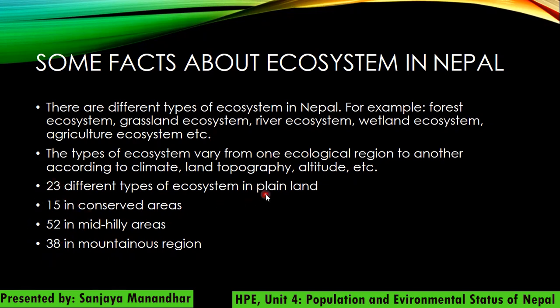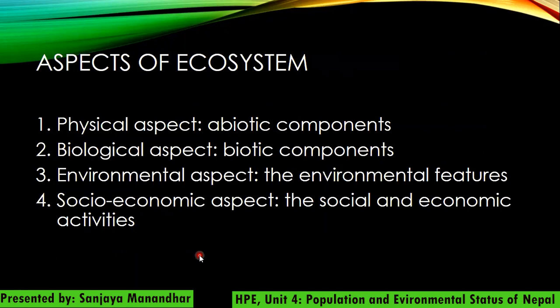Okay. Plain land, 23 varieties. Conserved area, 15. Mid-hilly areas, 52 types. Mountainous region, 38 types of ecosystems can be found.